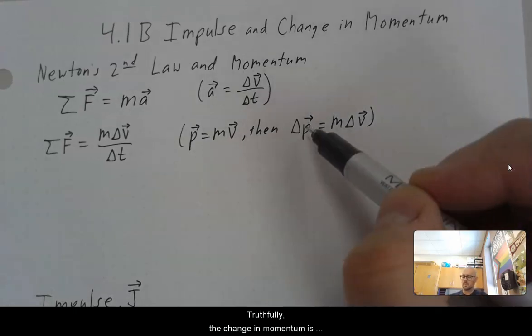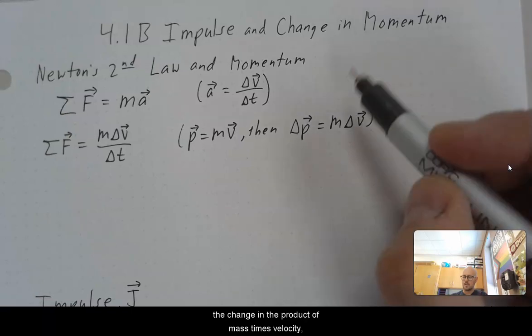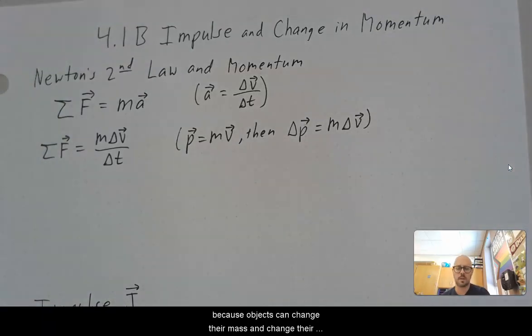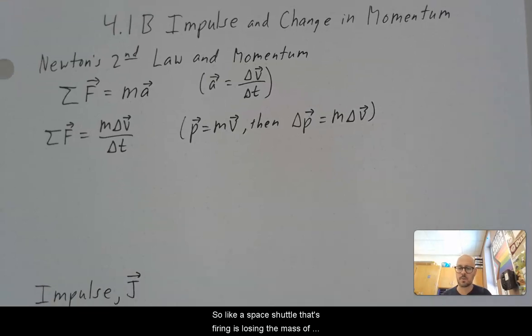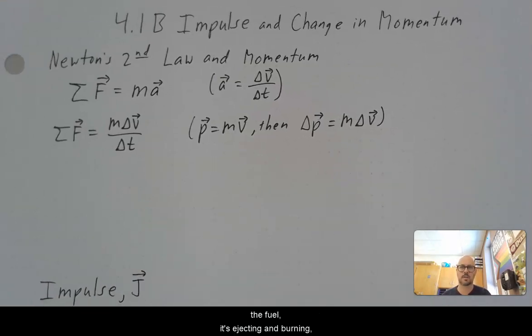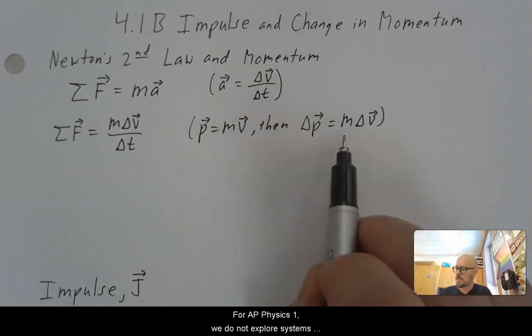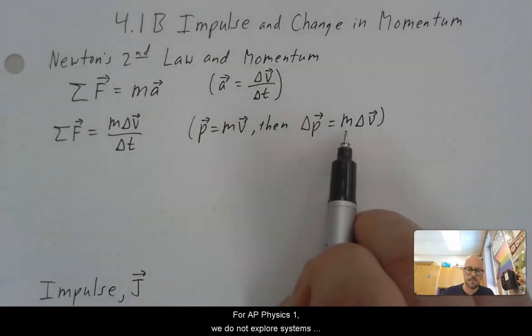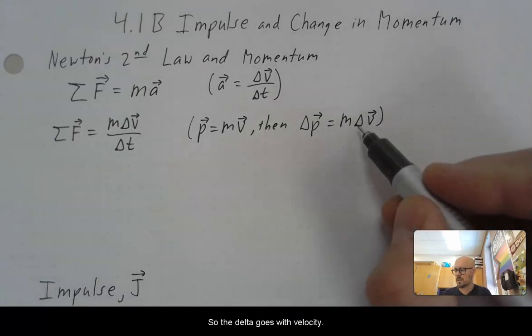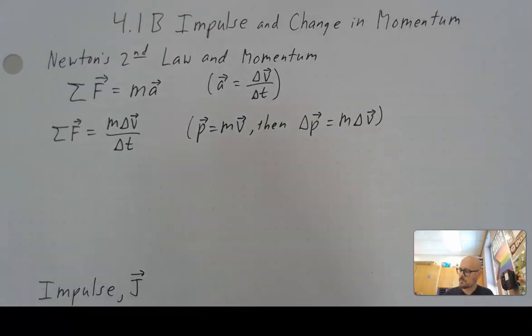Truthfully, the change in momentum is the change in the product of mass times velocity, because objects can change their mass and change their velocity depending on what's happening to them. Like a space shuttle that's firing is losing the mass of the fuel it's ejecting and burning, and it's also increasing in velocity. So the change in momentum is due to changes in both of those variables. For AP Physics 1, we do not explore systems where the mass is changing, so the delta goes with velocity.